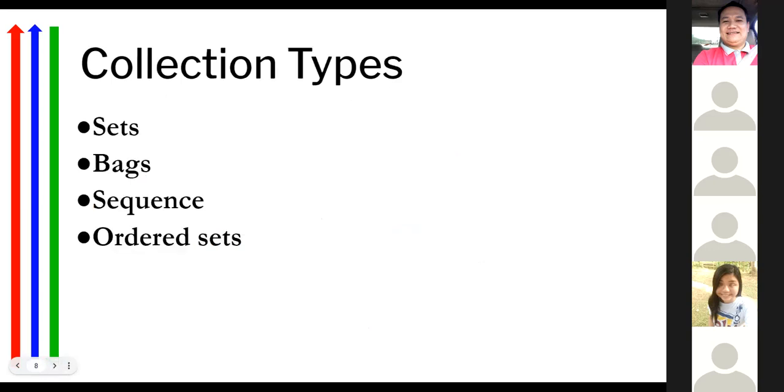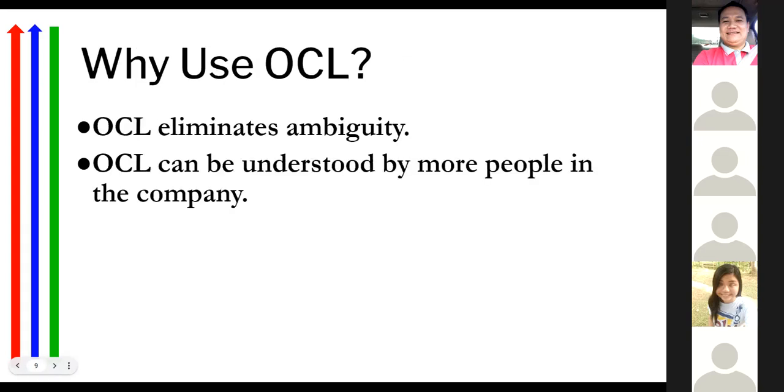Okay. So we also deal with collection types in OCL. A collection is basically a group of objects. So we have sets, bags, sequences, and ordered sets. We'll discuss that further later. Next. So why use OCL?